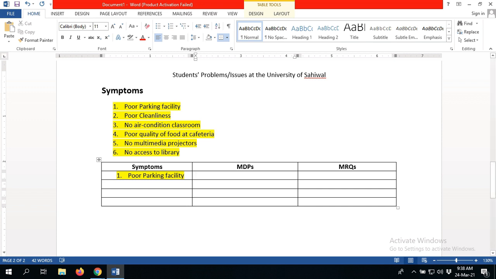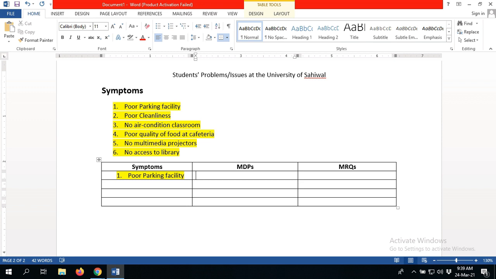Now the issue of parking facility has been highlighted. It means there could be a need to improve the parking facility, because some students mentioned that we have poor parking facility. There is a parking facility, but it's poor. It means they are pointing out that there is a need to improve the parking facility.